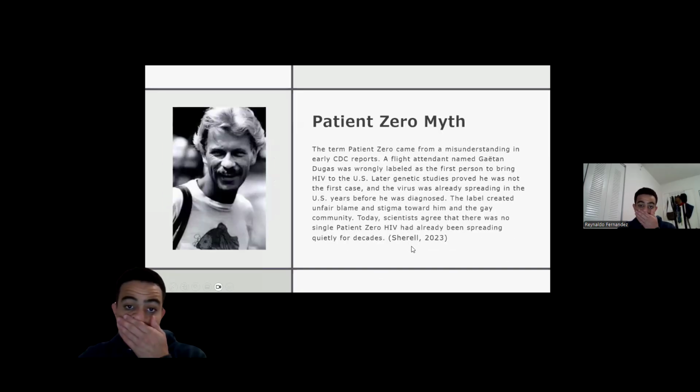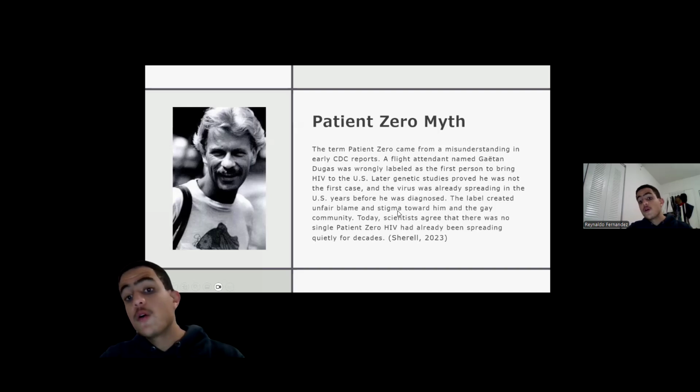And then we have the patient zero myth. So basically, patient zero is the first person to have the disease and spread it to other people. So the CDC, at the beginning of the 1980s, made a misunderstanding in the reports, and a flight attendant called Gaetan Dugas was wrongly labeled as the first person to bring HIV to the U.S. But later genetic studies proved that he was not the first case in the United States, because the virus was already spreading in the US years before he was diagnosed.